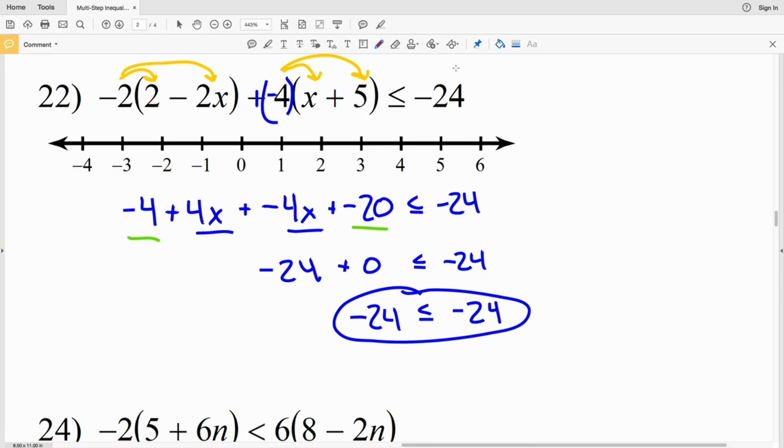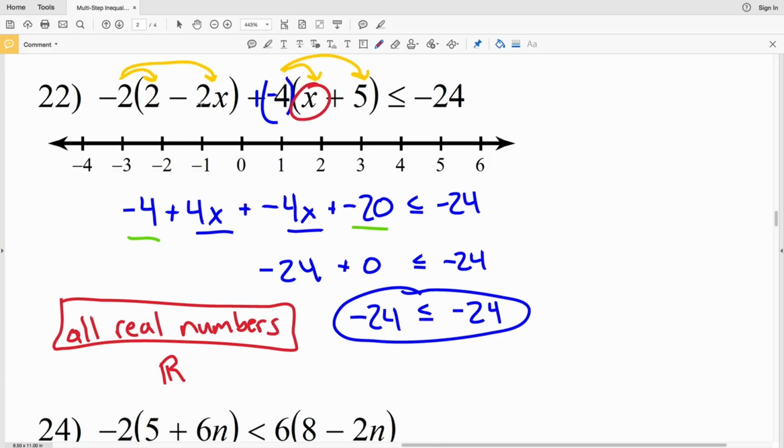So the solution to number 22 is all real numbers. And the real numbers can be written like this. That means that we can plug any number we want in for that variable x, and it will make this inequality true. So when we go to graph this, we're going to shade in the entire number line. So if you want to, go ahead and test it out. Plug in 1 for x, plug in 5 for x, plug in negative 4 for x, and see that this inequality will always be true.